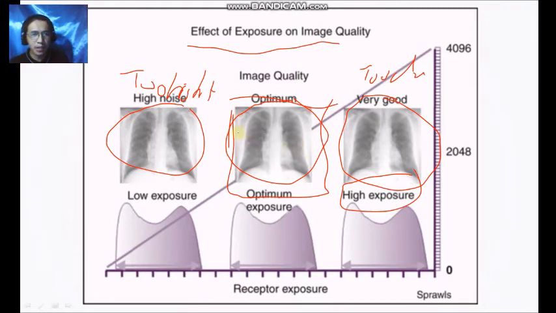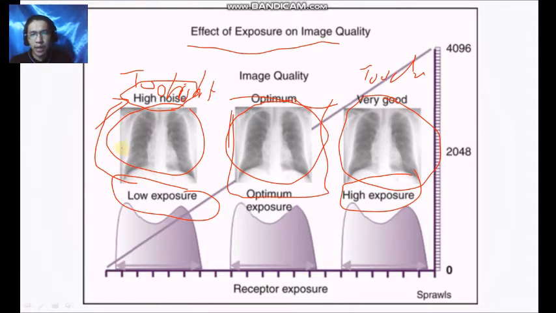Okay, so almost equal to this. Okay, so of course, if you receive very little signal, if you use a very low exposure technique, then the system will automatically rescale the image, and it will result in high noise. That means our image is noisy.